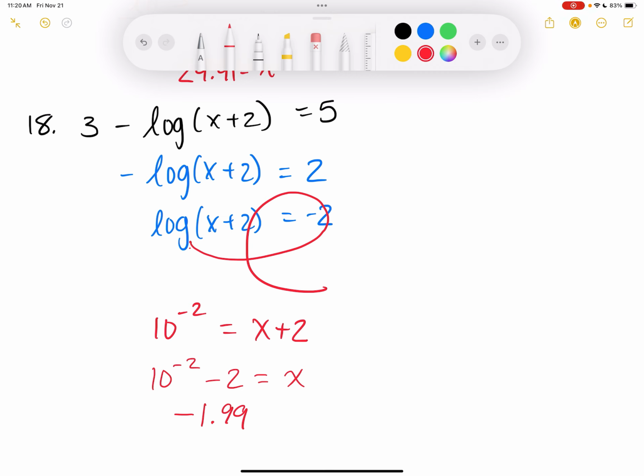That's what it is. Did you add 2? Possibly.